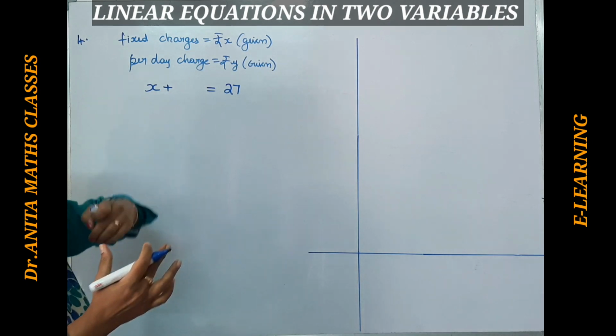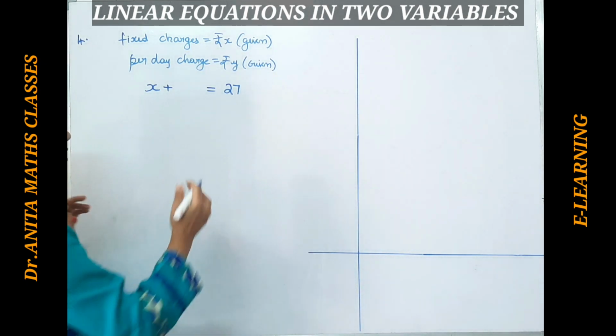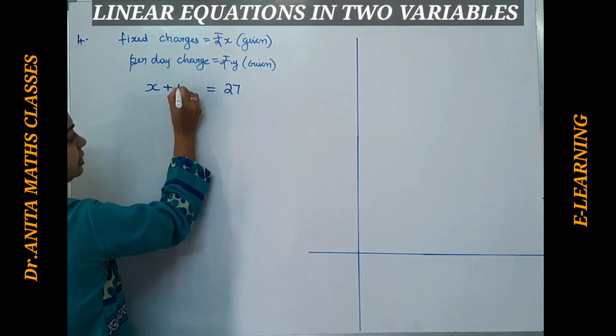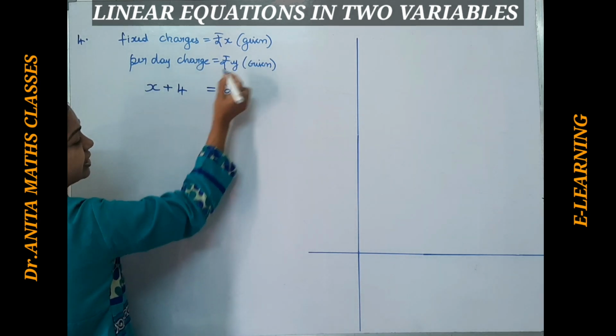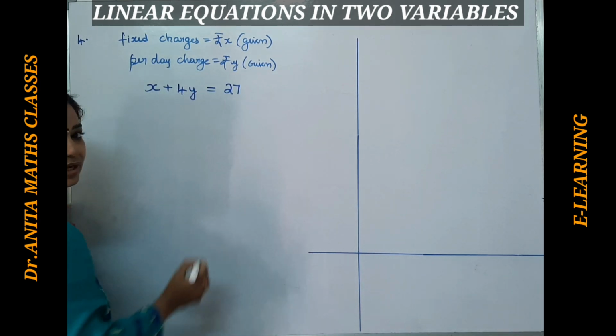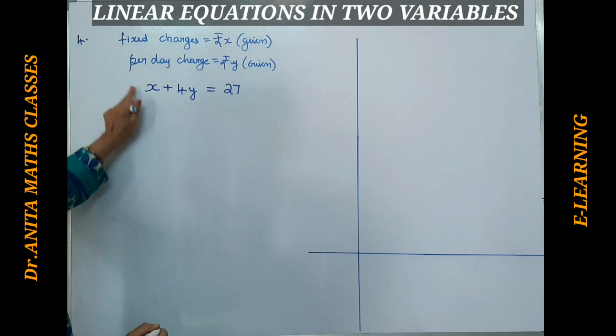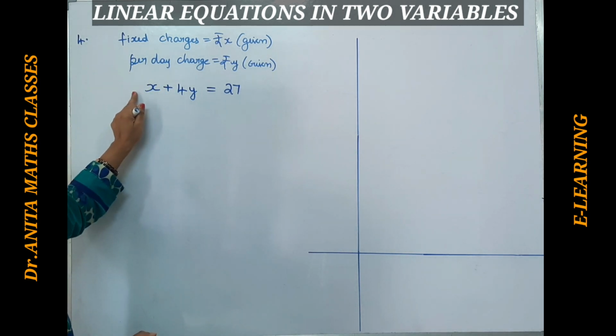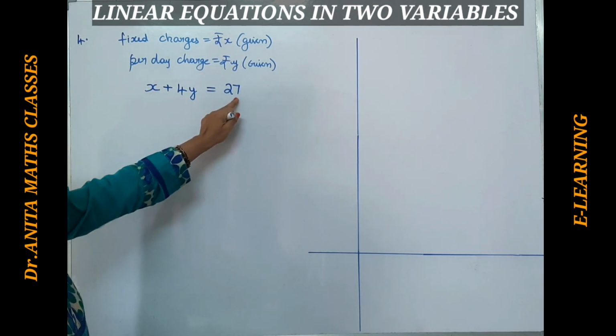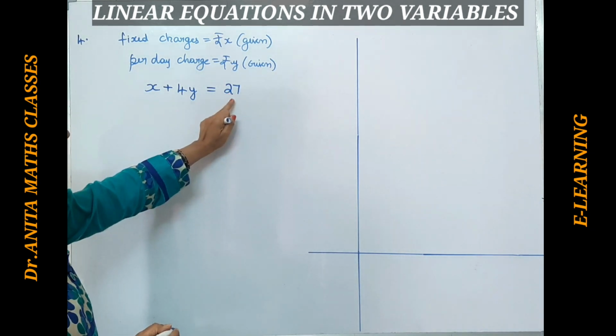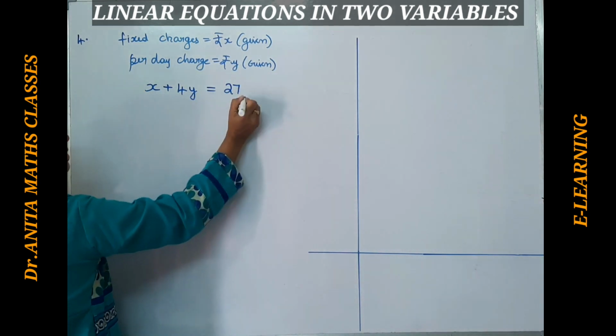If you take 3 days from 7, there are 4 days remaining. For each day it is charging y. So for 4 days, 4y is the charge. 4y plus x for the 3 days, total 7 days. He has paid 27 rupees. So this is the linear equation.